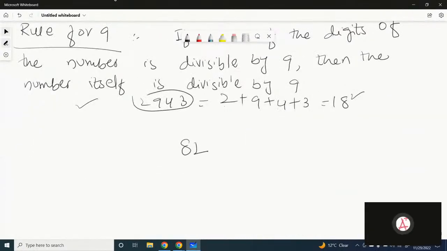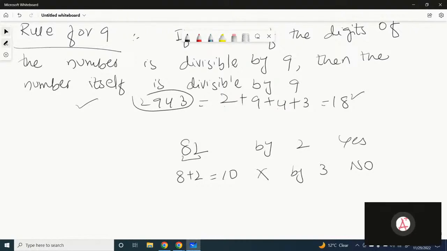Is 82 divisible by 2? Yes, it is divisible by 2. Now let's check for 3. For the 3, you have to add the digits. 8 plus 2 is 10. Do we have 10 in the table of 3? No, we don't have 10 in the table of 3. That means the number is not divisible by 3. So no, it is not divisible by 6.